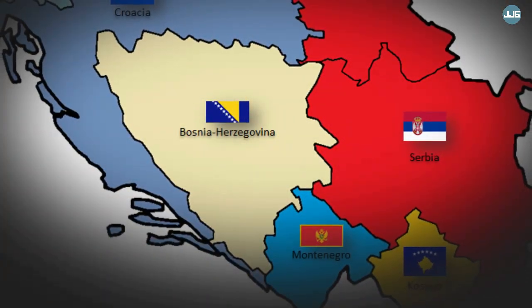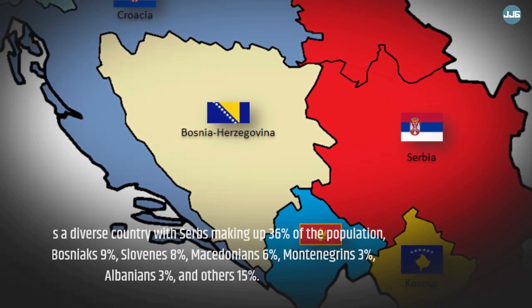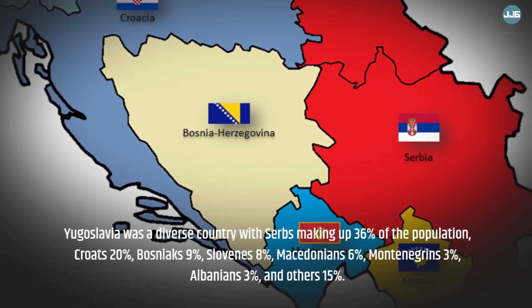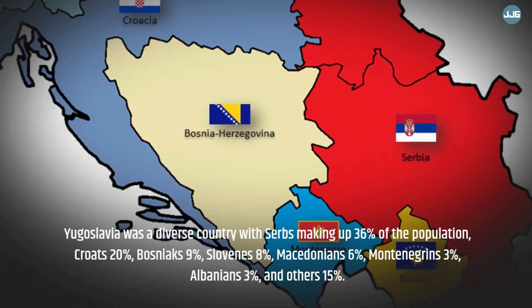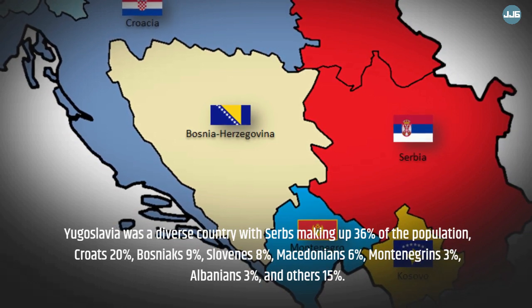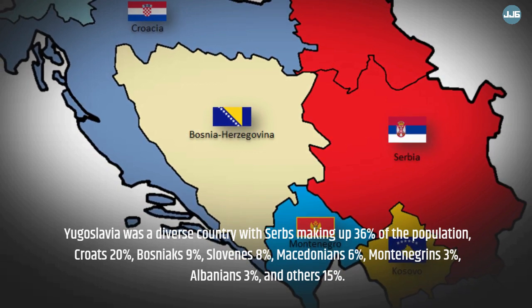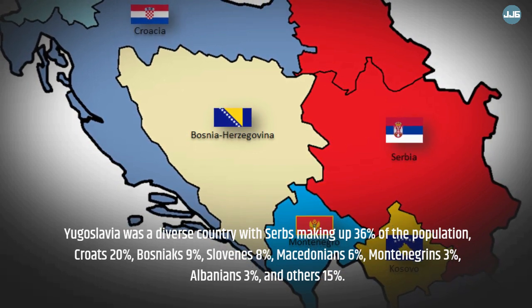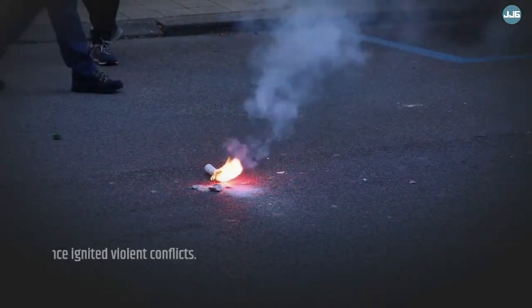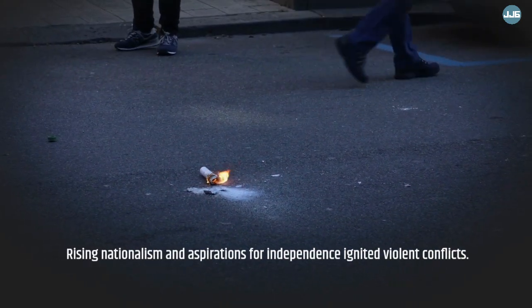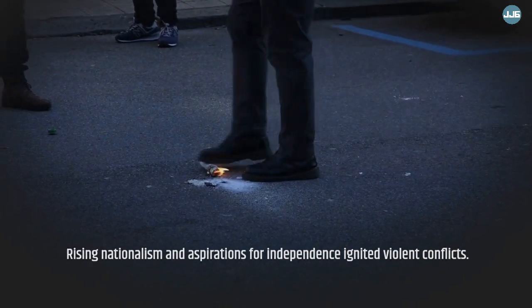Yugoslavia was a diverse country with Serbs making up 36% of the population, Croats 20%, Bosniaks 9%, Slovenes 8%, Macedonians 6%, Montenegrins 3%, Albanians 3%, and others 15%. Rising nationalism and aspirations for independence ignited violent conflicts.